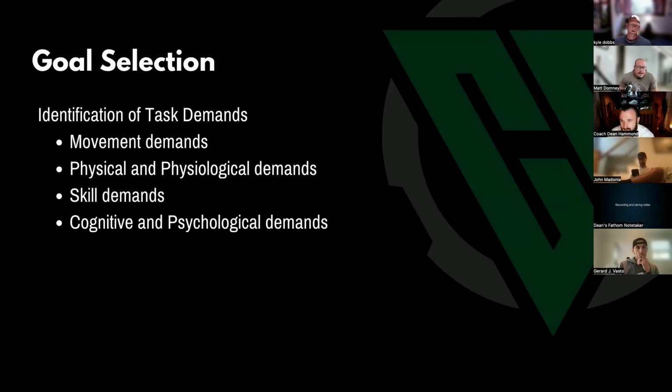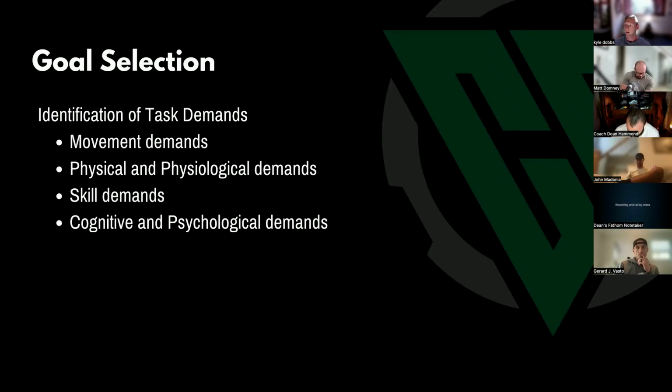So we talked a lot about the actual intake process and the goal selection process, types of goals on Wednesday. Now we're going to look at better understanding the identification of task demands, which I think Matt would agree with me, is outside of the intake form, the next most important part, because this is going to shape what all of your testing and all of your training actually looks like.